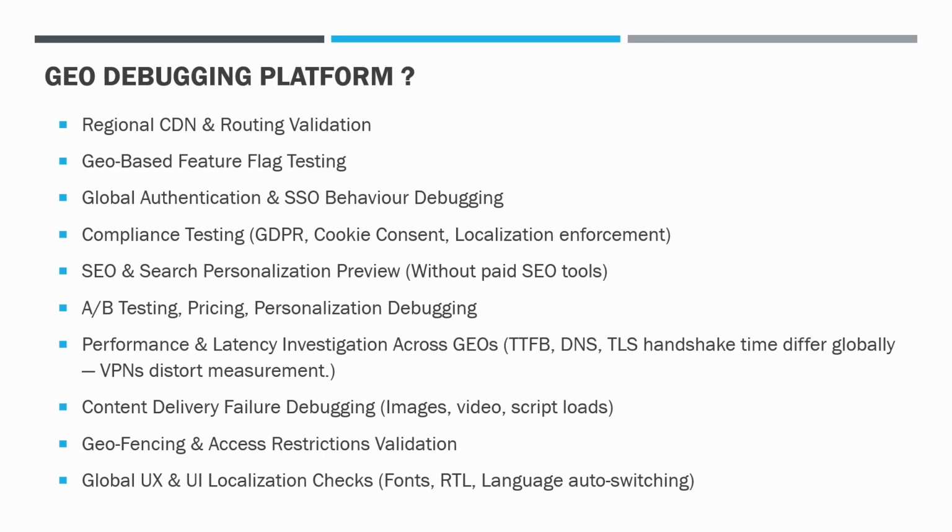And then you can also see if there is an issue related to CDN, or content delivery networks. If content delivery is failing, some images are not loading, videos are not loading, maybe scripts are failing to load, you will be able to do troubleshooting related to that. And then you will be able to do a global user experience and UI localization check using ProbeOps Horizon.